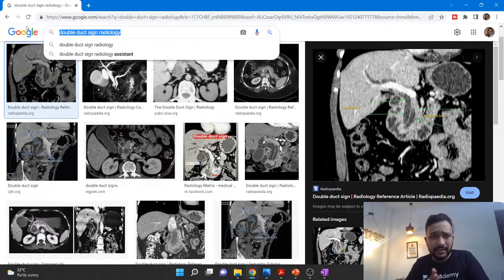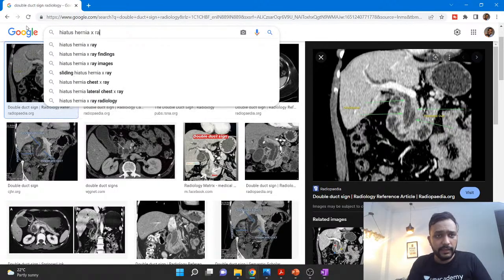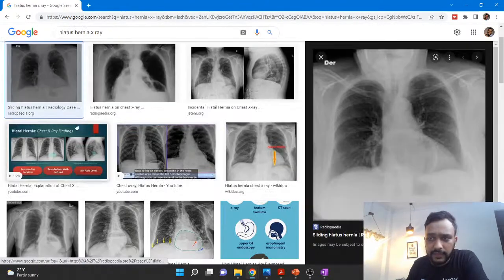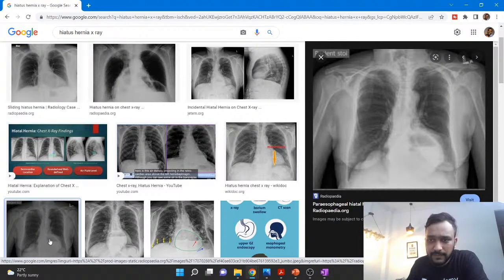Okay, in hiatus hernia, guys, you are going to see a radiolucency in the retrocardiac region. So this is a spotter that is very frequently asked in radiology. This is your chest x-ray, and in this chest x-ray, guys, we can see that there is a radiolucency just behind the heart.